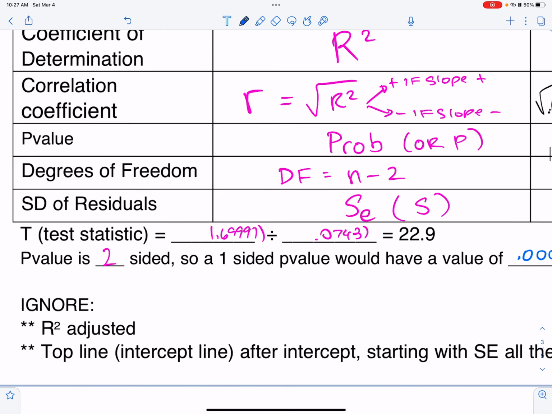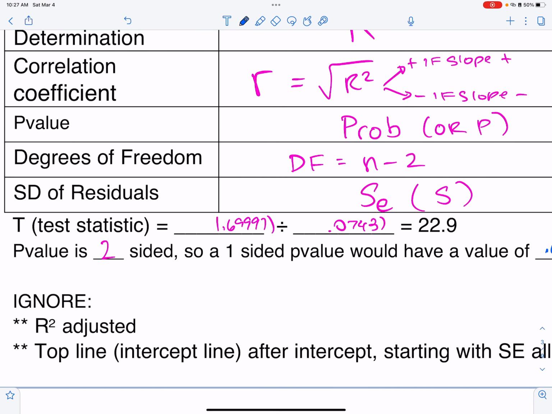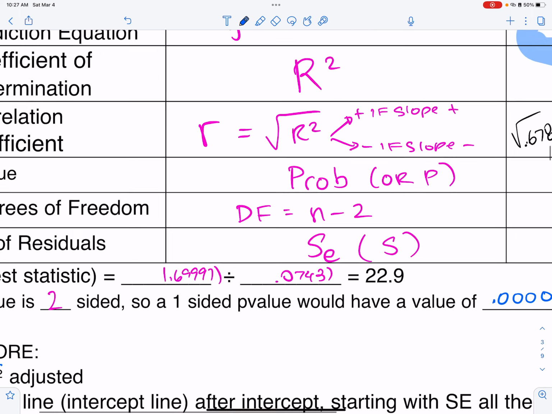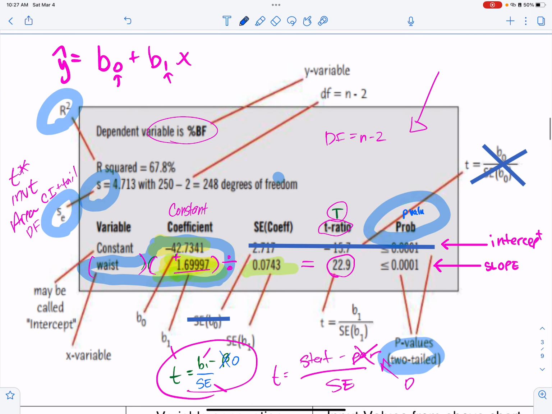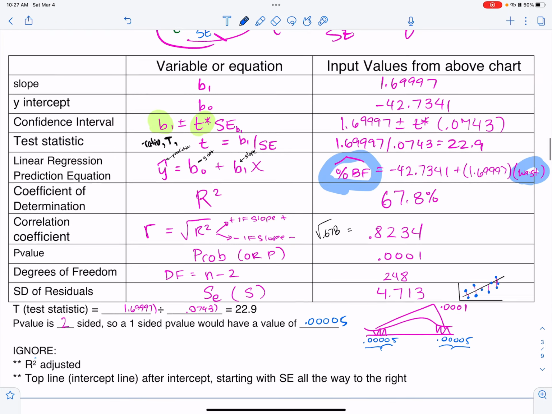Also make sure you see that R-squared adjusted is ignored if it's up there, and the top line of the y-intercept is also ignored, the one I already have crossed out. The reason that's crossed out is because it's all the information of regression on intercept, and we don't study intercept in this course. The only thing that we study is slope in this course.